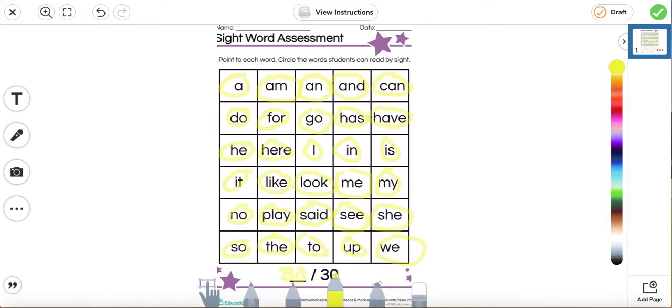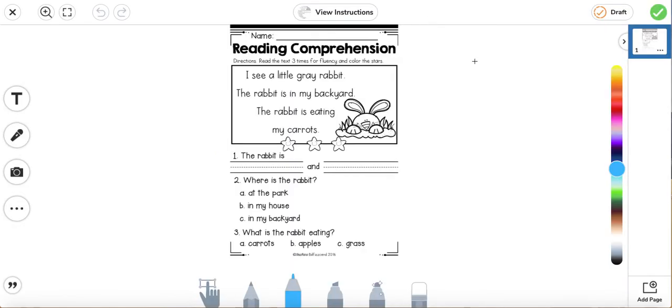Okay, next we're going to move on to reading. For reading today, we're going to be doing another story and answering some questions. We're going to read the story 3 times.